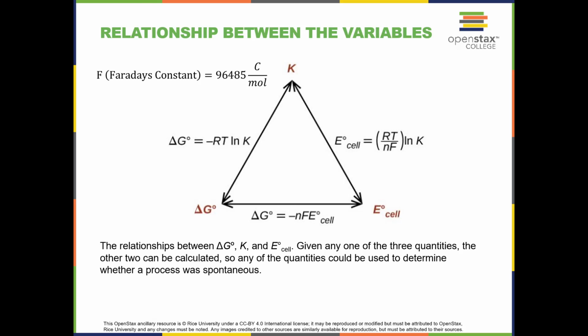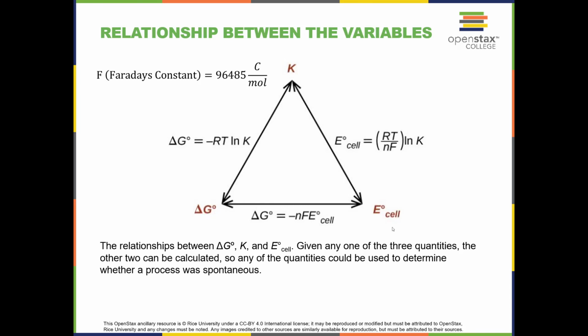In this section, we're going to look at the relationship between the three things we've been calculating in the last several chapters, specifically K, the equilibrium constant, delta G, the Gibbs free energy, and E cell, which we've been calculating in this chapter. And as you can see, there is a mathematical relationship between each of these different variables. Said another way, you can calculate delta G, K, and E cell for the reactions. And you can also predict the spontaneity.